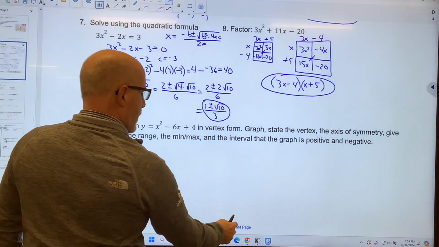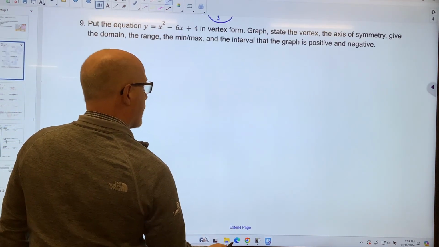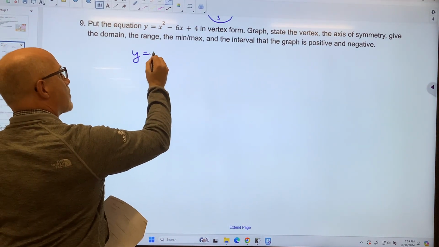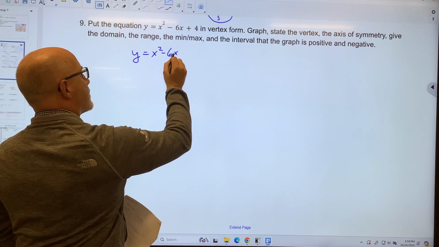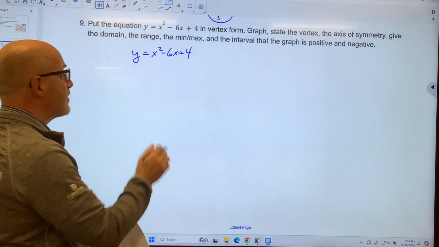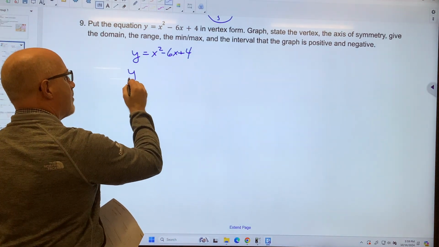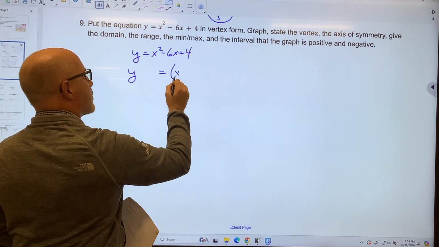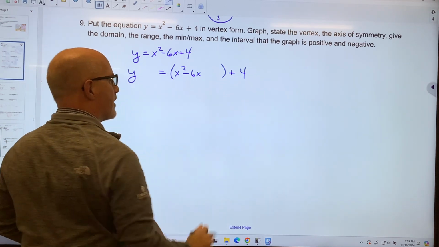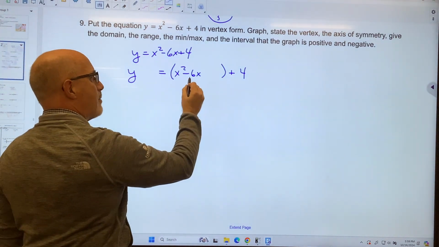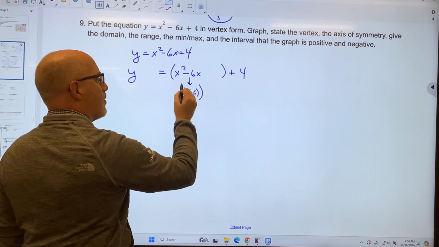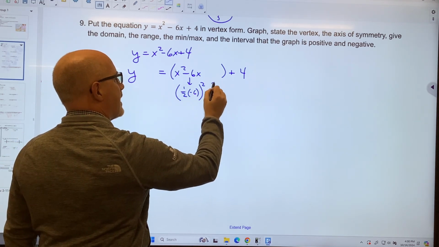All right, for this one, let's go ahead and get this into vertex form and then state all the information that's requested. So if we have y equals x squared minus 6x plus 4. To get this into vertex form, what you have to do is group these two together. So I'm going to leave a blank on this side, group the x squared and the minus 6x together, leave a blank, and put the plus 4 out here. Now, we want to do the same process we've done with completing the square. Take the half of the middle term, coefficient, square it, and add it here.